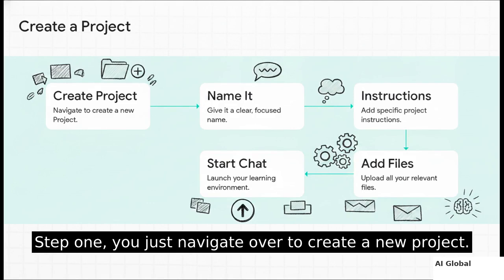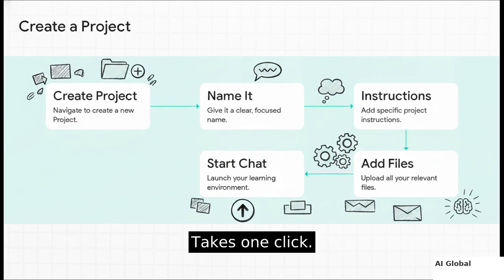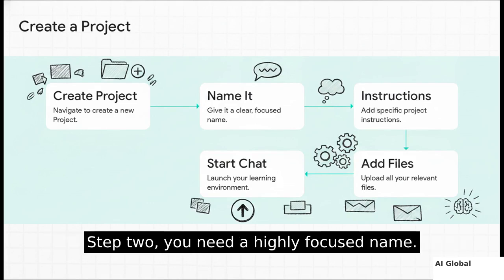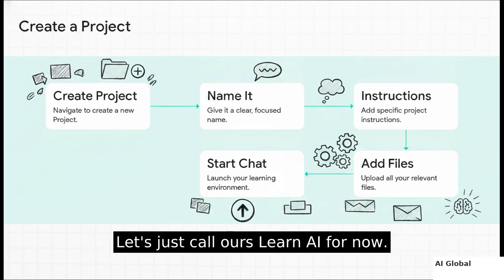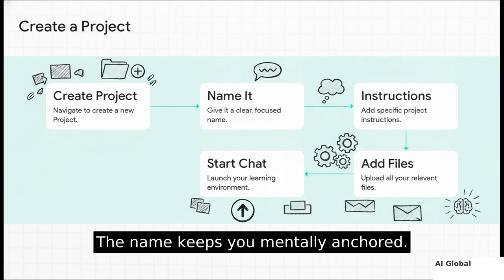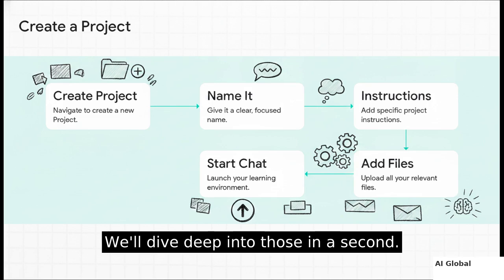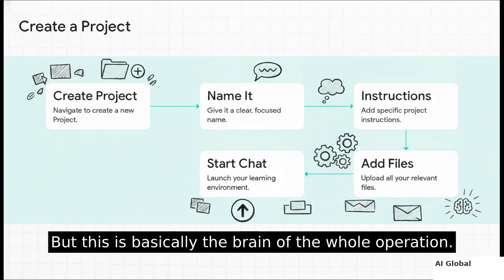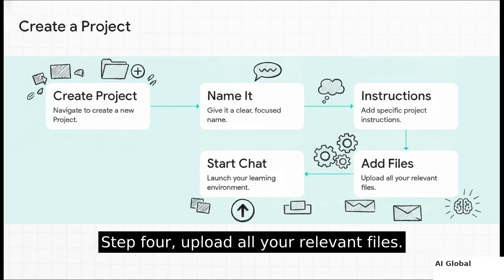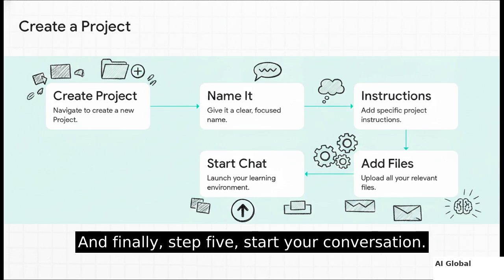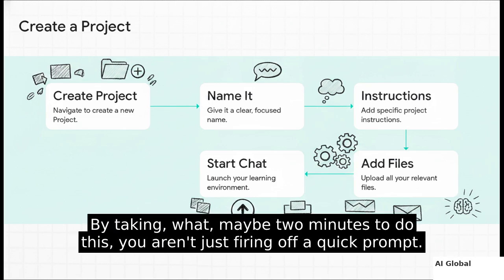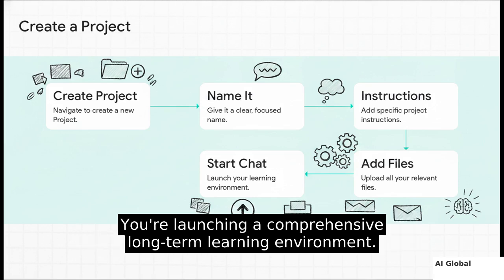Step 1, you just navigate over to create a new project. Takes one click. Step 2, you need a highly focused name. Let's just call ours Learn AI for now. The name keeps you mentally anchored. For step 3, you're going to add your specific project instructions. We'll dive deep into those in a second, but this is basically the brain of the whole operation. Step 4, upload all your relevant files. And finally, step 5, start your conversation. By taking maybe 2 minutes to do this, you aren't just firing off a quick prompt. You're launching a comprehensive, long-term learning environment.